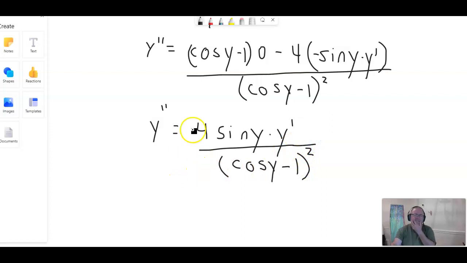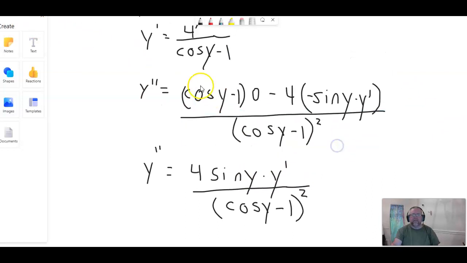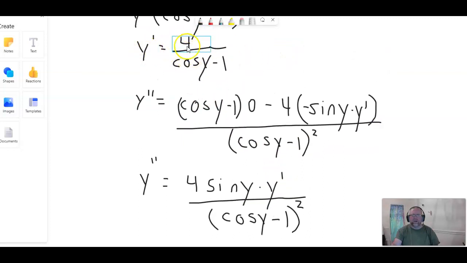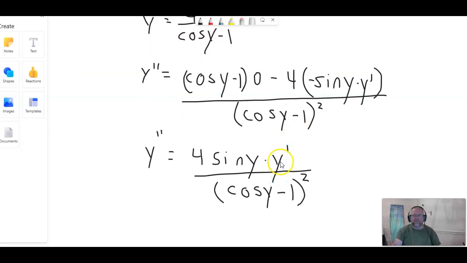And now we have the second derivative in terms of both the first derivative and the y term here. Sometimes what you'll see in the book or the videos is that they will then substitute whatever they solved for y prime, which in this case is 4 divided by cosine of y minus 1, for the y prime. So then you just get the second derivative of y with respect to x, all in terms of x's and y's.